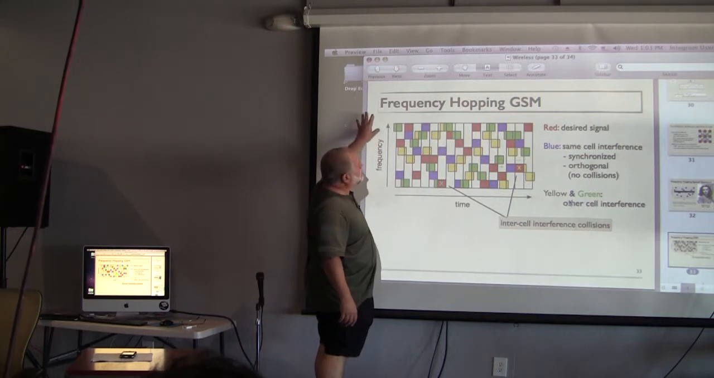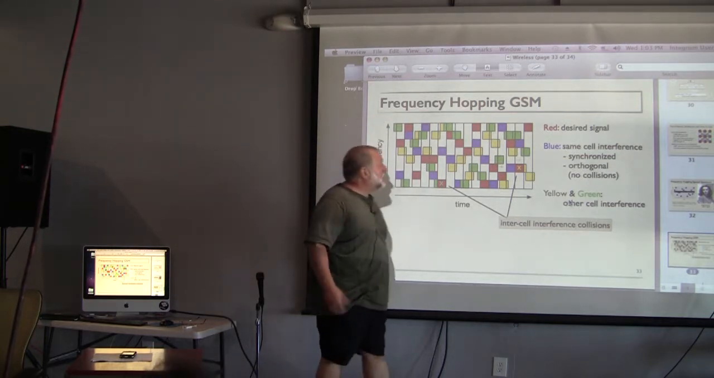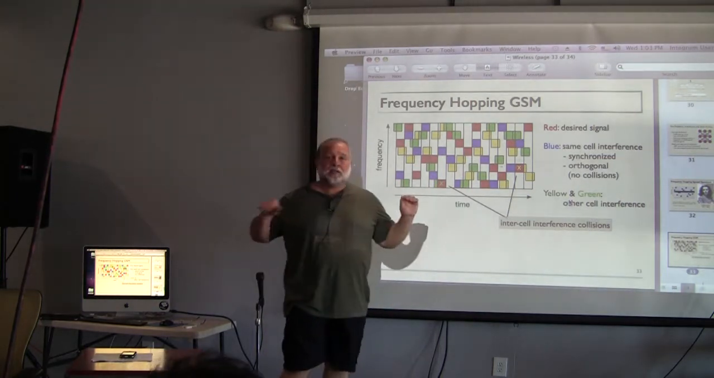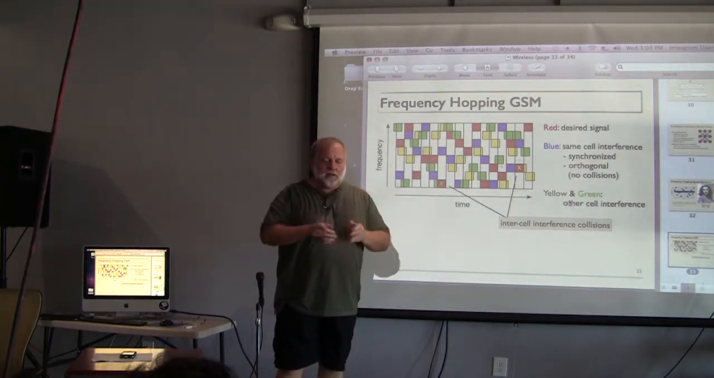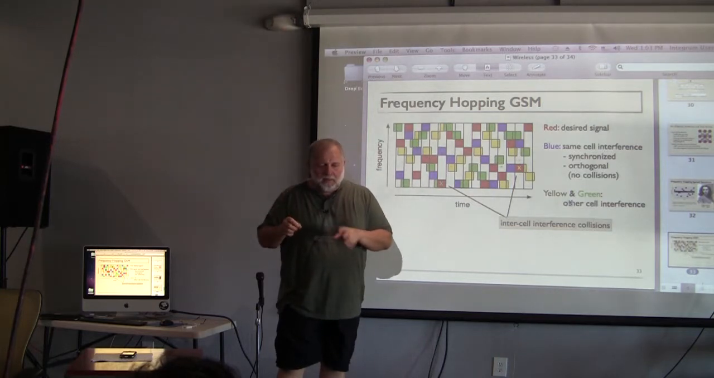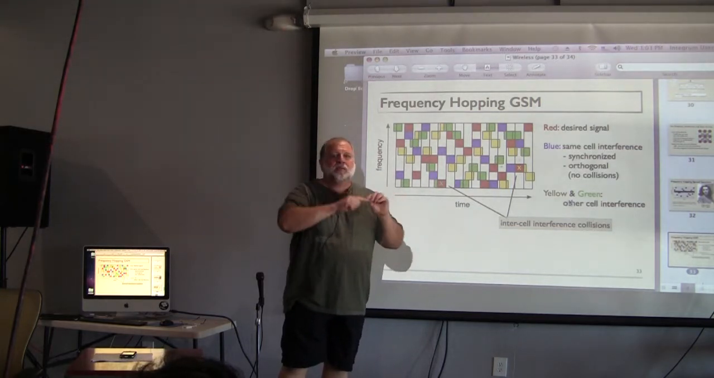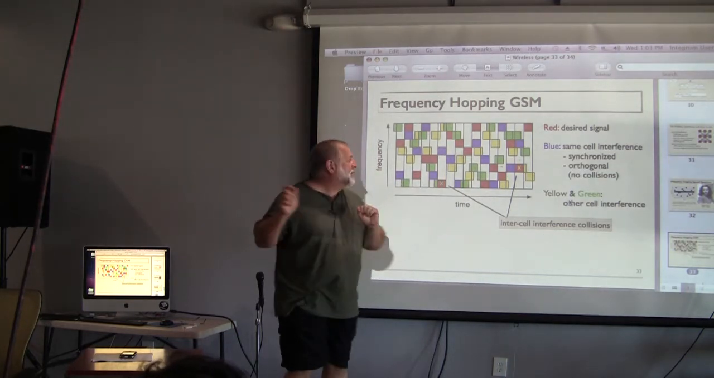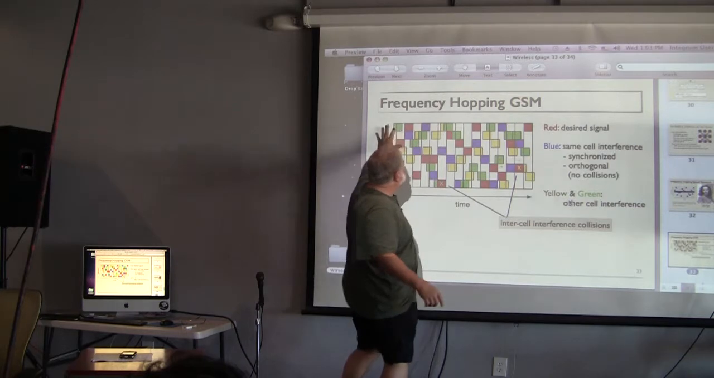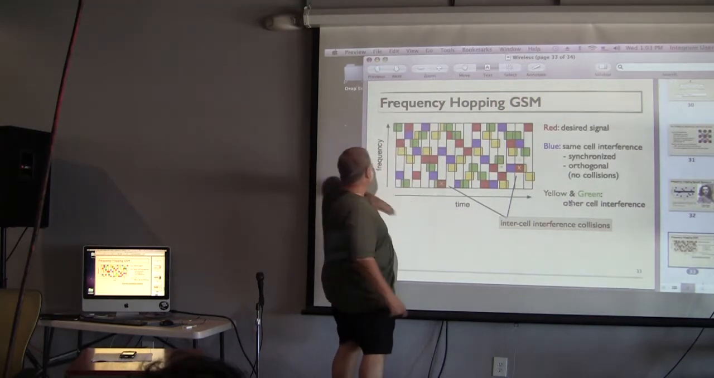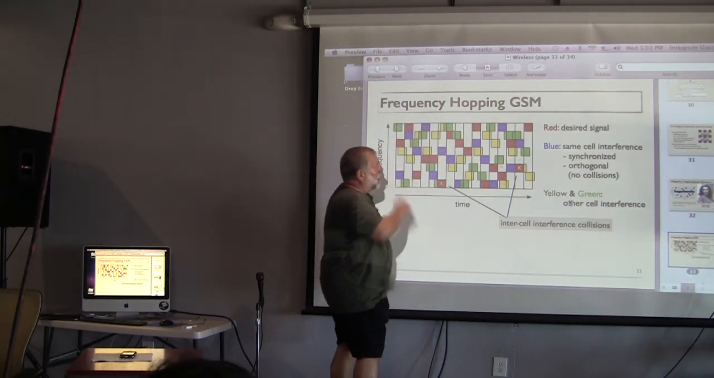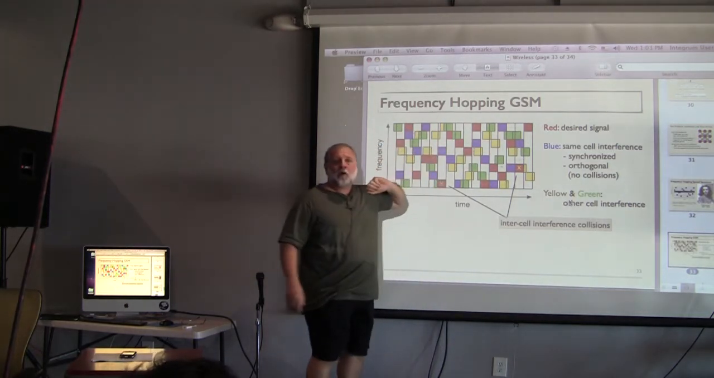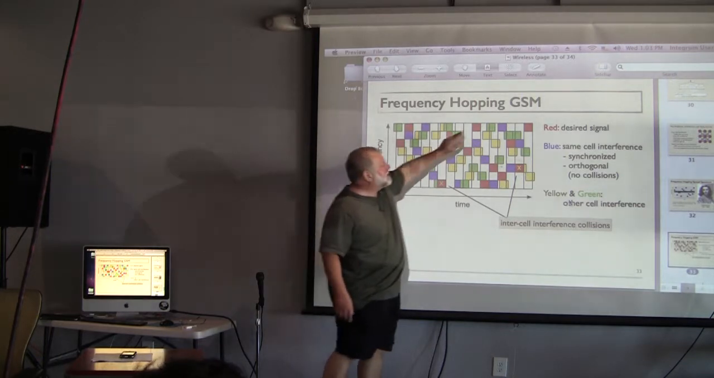So this is showing the problem. What you do in GSM is you have these time slots. Remember, a time slot is a frequency. A channel is a frequency and a time slot. Well, now a channel is a frequency hopping sequence and a time slot. So in these signals here, this is time and frequency now. I've got three types of signals going on here. The red signal is our phone call. That's the desired signal.